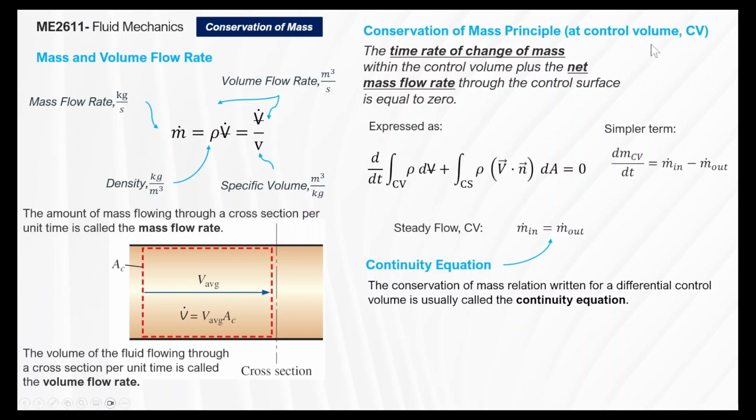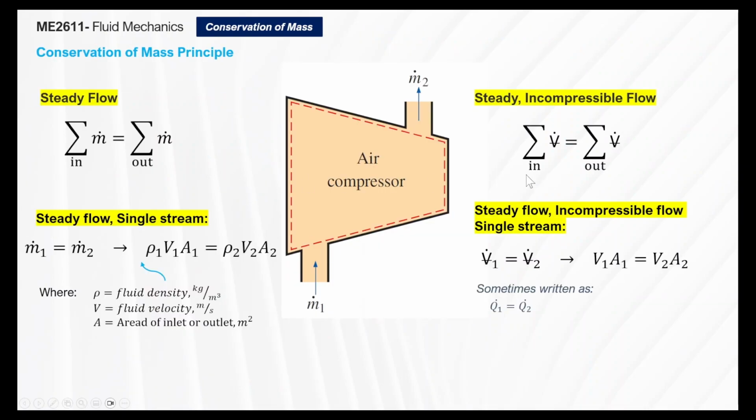So the conservation of mass here at control volume just shows the continuity equation, where again, in conservation of mass, mass is neither created nor destroyed, just transformed from one form to another. In this case, at steady flow control volume, your mass flow rate in should be your mass flow rate out. And this is the continuity equation, which is the relation written for differential control volume. And this will be one of your guides as well here. The same is also true for volume flow rate. So for steady flow, we have here the summation of all mass flow rate coming in equals the sum of mass flow rate coming out.